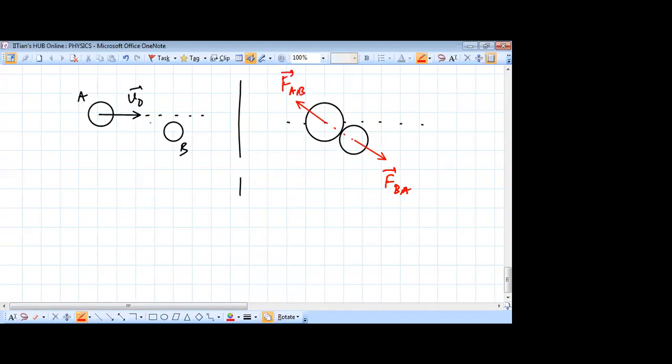Now think in terms of your kinematics. If the initial velocity is like this and the force is creating an acceleration like this, how will the velocity change? It will change direction. So after impact, what we'll observe is that as a result of these forces, B was at rest, let's say, initially. So B will go off in this direction along that center to center line.